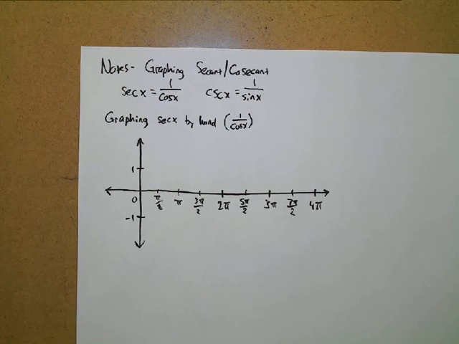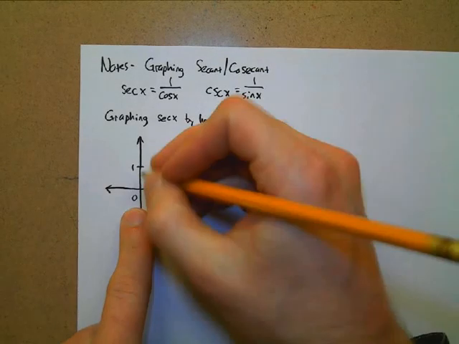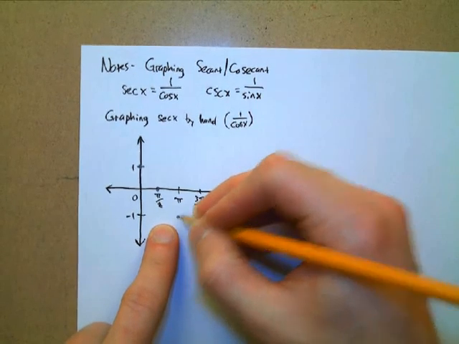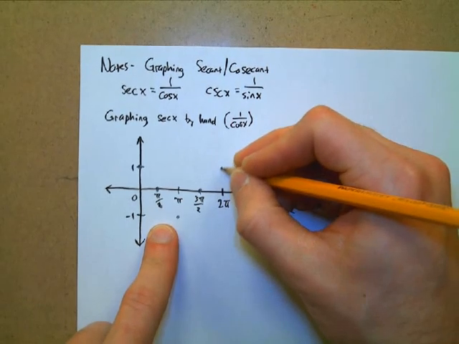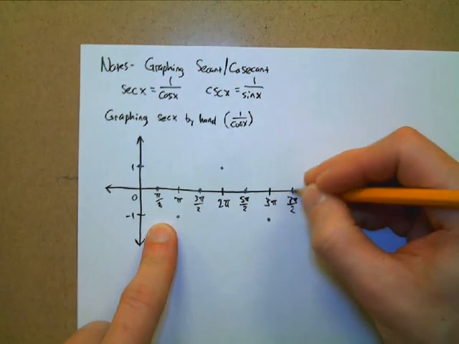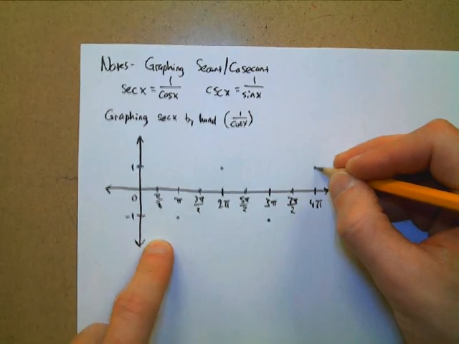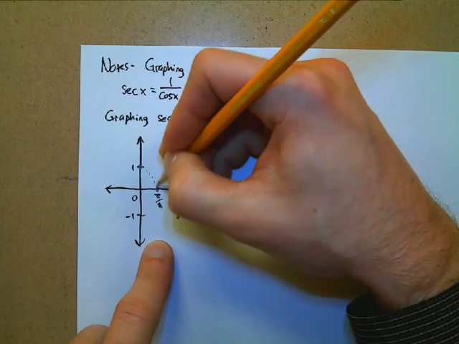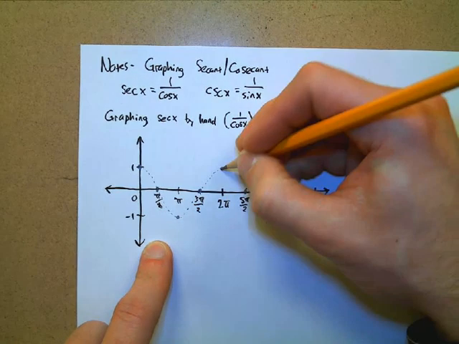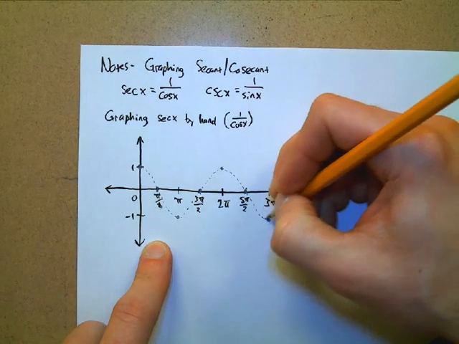So, I'm going to graph cosine. Cosine of 0 is 1, right? Pi over 2, 0. Cosine of pi is negative 1. Cosine of 3 pi over 2 is 0. 2 pi is 1. 5 pi over 2 is 0. 3 pi is negative 1. 7 pi over 2 back to 0. And 4 pi back to 1. And so then there's that graph of cosine in there, like so.